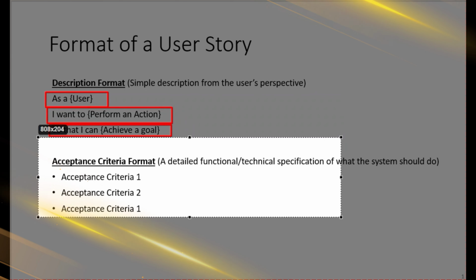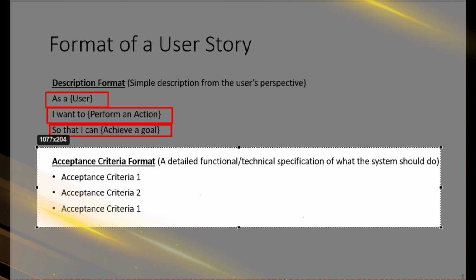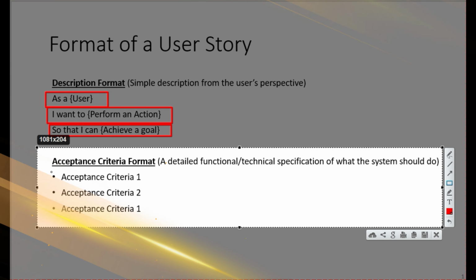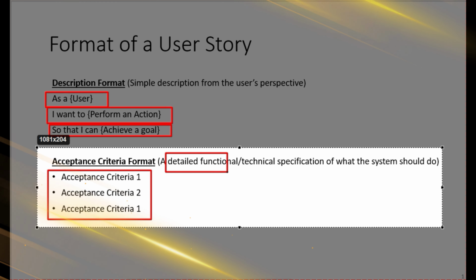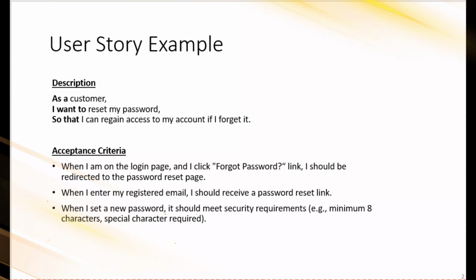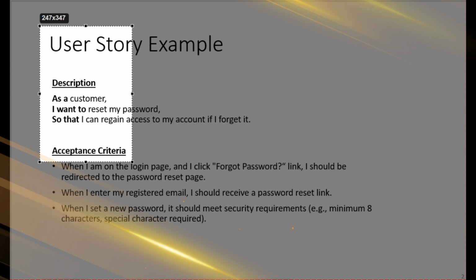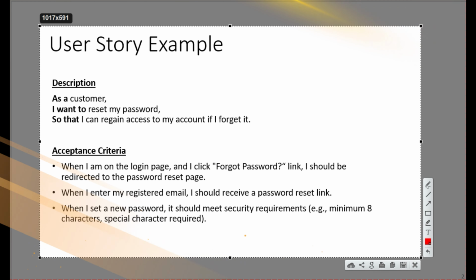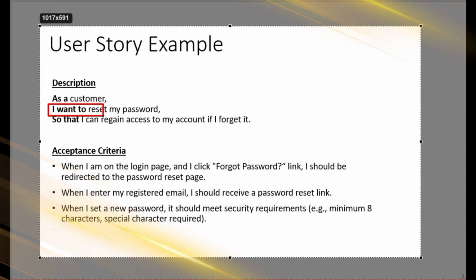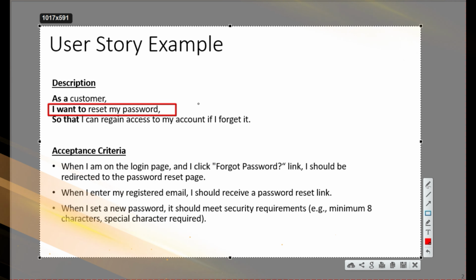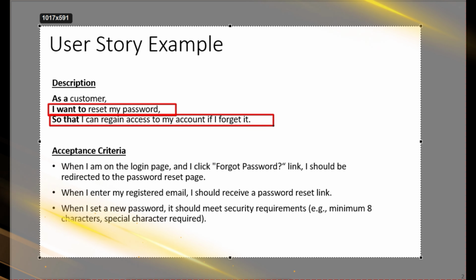Similarly, if you go to the next part, which is called the acceptance criteria, you see here I'm listing acceptance criteria 1, criteria 2, criteria 3. This is primarily a detailed technical specification of the user story. Look at this example. I'm a user, being a customer of a web portal or something like that. I want to perform an action. What type of action? Reset my password. Meaning that, being a user, I want to reset my password. What am I going to achieve with resetting the password? I can regain access to my account if I forget it.